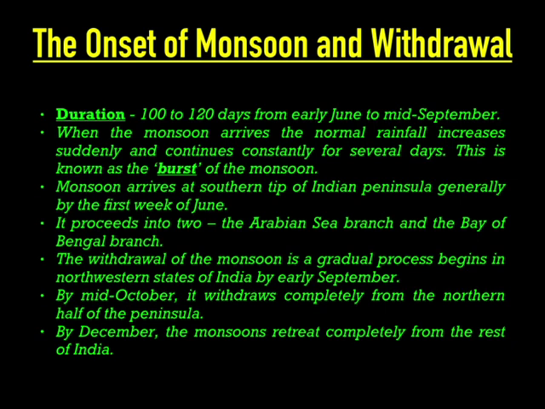The withdrawal of monsoon is a gradual process. It begins in the northwestern states of India by early September, that means in Gujarat and Rajasthan. By mid-October, it withdraws completely from the northern half of the peninsula, and by December, the monsoons retreat completely from the rest of India.